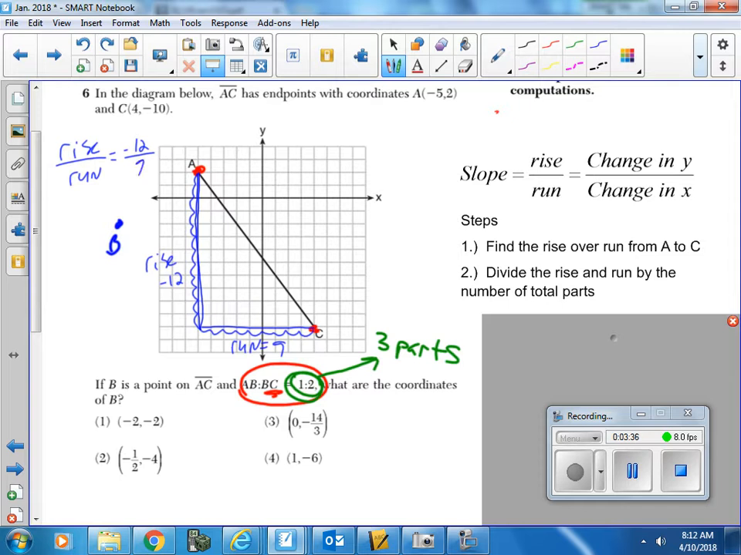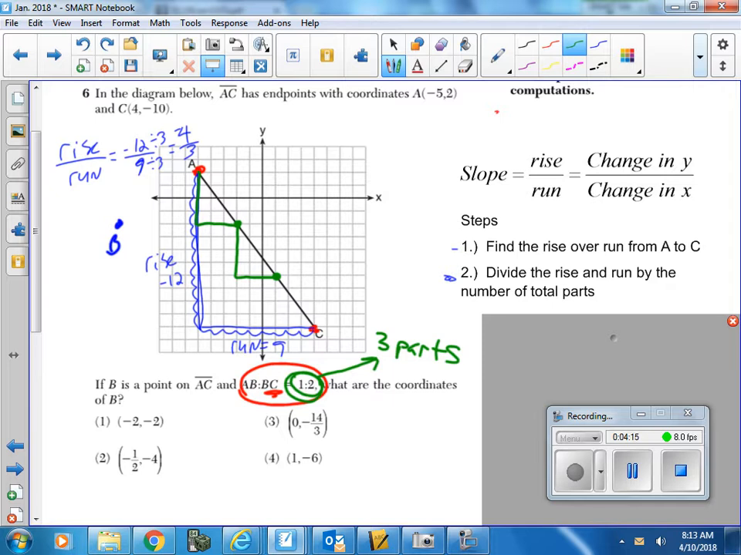Now, our next step is to divide the rise and the run by the total number of parts. So we're going to divide this by 3, divide this by 3, and we'll say negative 4 over 3. So from A, you're going to count down 4. I'm going to go 1, 2, 3, 4, and then 1, 2, 3. And now I'm going to count again. 1, 2, 3, 4, 1, 2, 3.